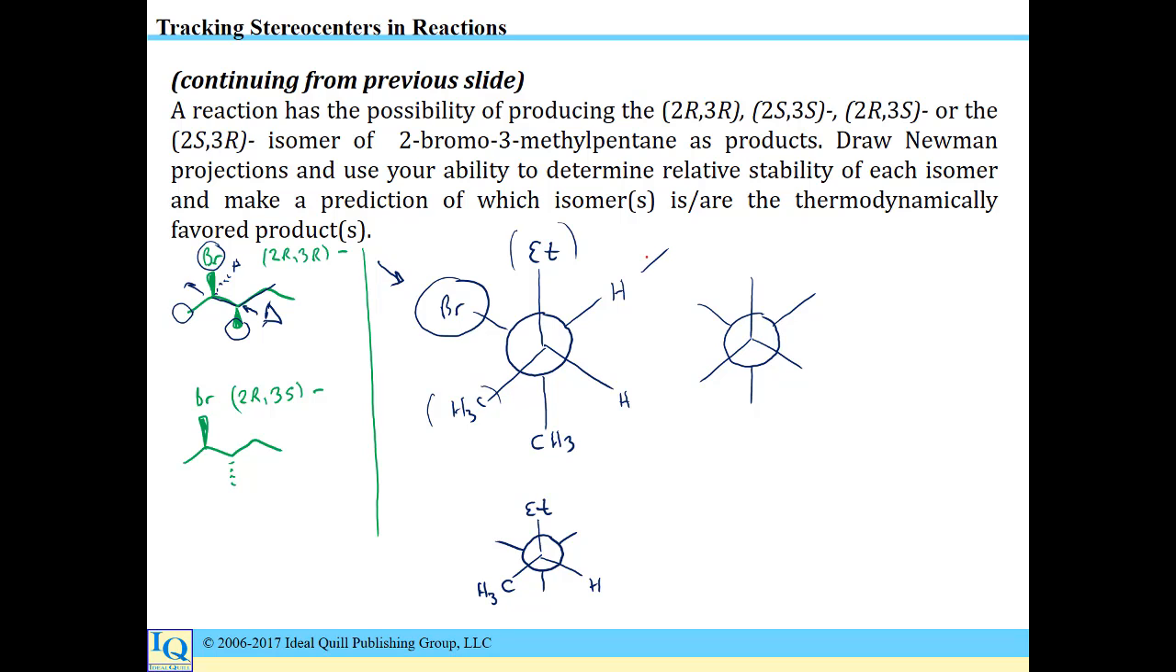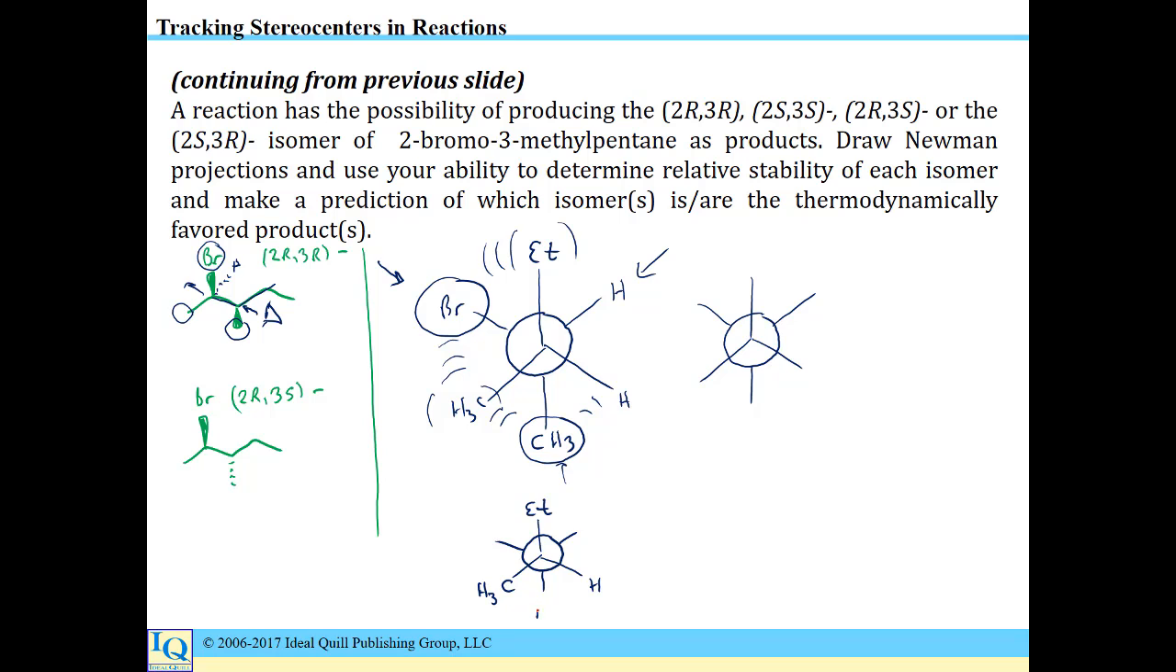It can be in this position, or this position, by rotating the back around. We don't want the bromine to be in between the two larger substituents on the front, the ethyl and the methyl, because that would create two gauche interactions. The best position would be for the bromine to be in this position, where it'd be beside the CH3 and the H. The ethyl being the largest, you don't want a gauche interaction with the ethyl group.